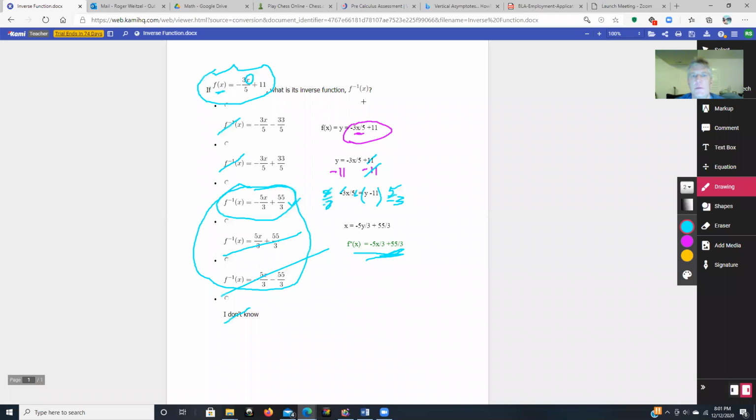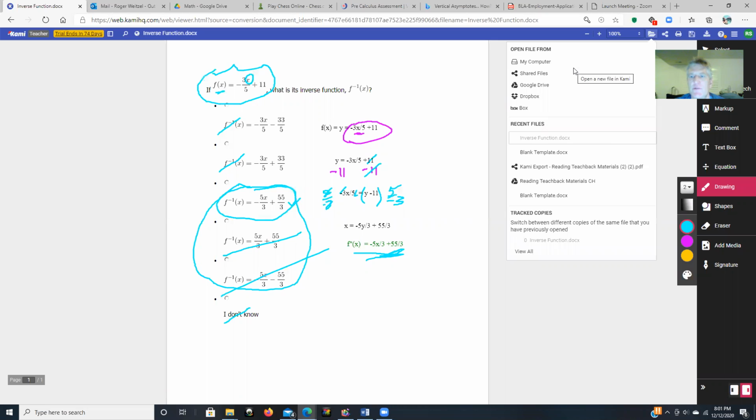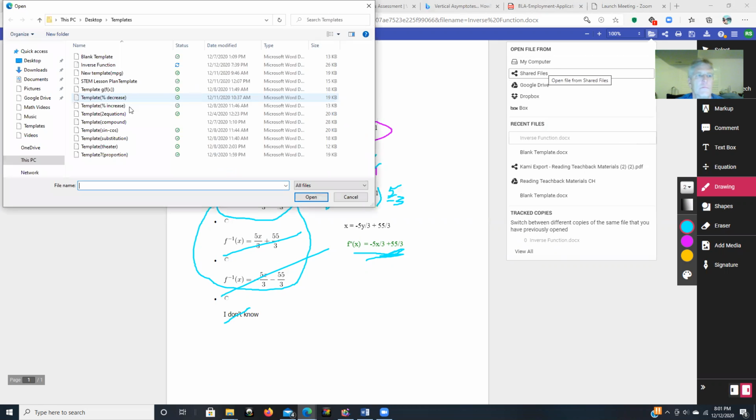All right, let's get a fresh sheet here so that I can walk through this again. This is for my benefit. So we want to get this template that I set up for this problem. I have a template here that says inverse function.